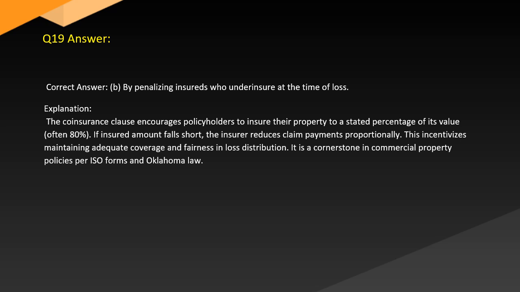Answer. Correct answer: B. By penalizing insureds who underinsure at the time of loss. Explanation: The coinsurance clause encourages policyholders to insure their property to a stated percentage of its value, often 80%. If the insured amount falls short, the insurer reduces claim payments proportionally. This incentivizes maintaining adequate coverage and fairness in loss distribution. It is a cornerstone in commercial property policies per ISO 4, an Oklahoma law.